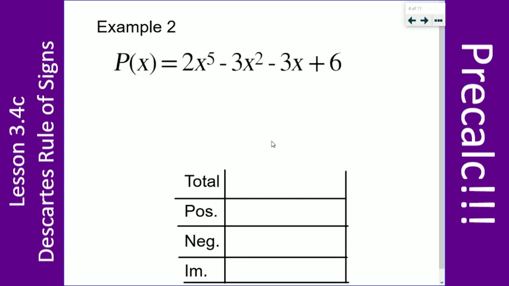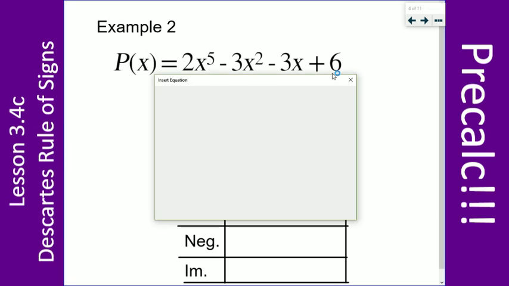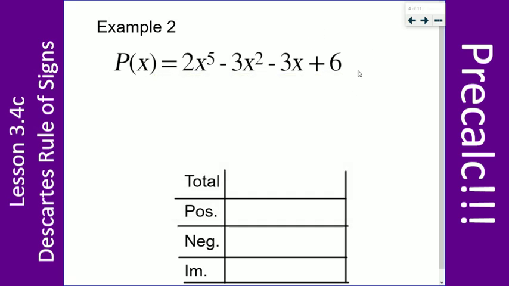So the exponents are in decreasing order: 5, 2, 1, 0. Wonderful. Then we want to make sure that the last term right here is a 6, or is a number. It is. Good. Then we want to count the number of sign changes in p of x.